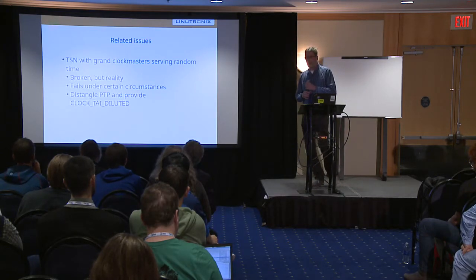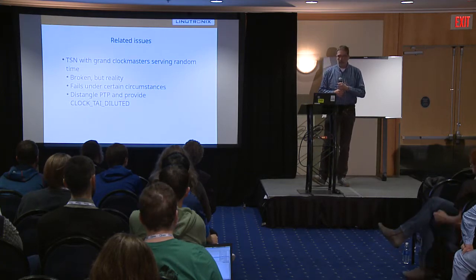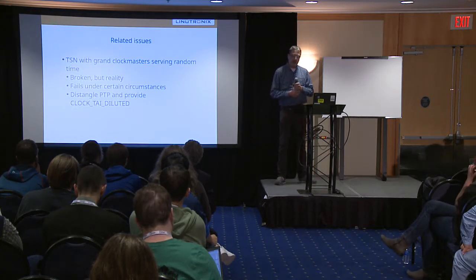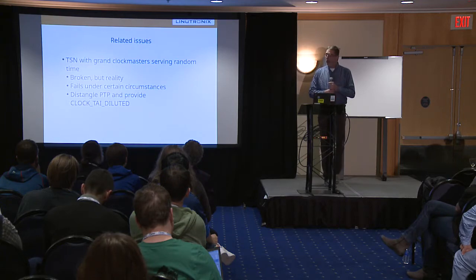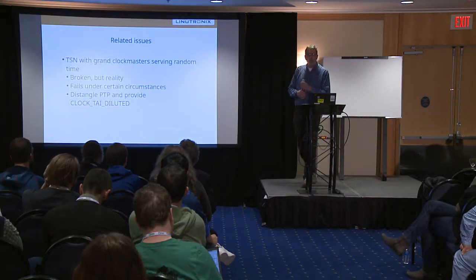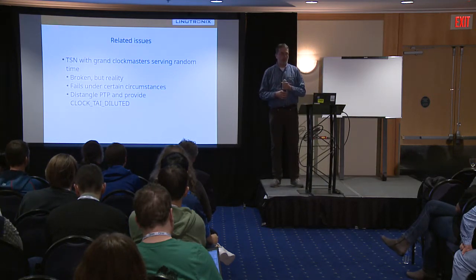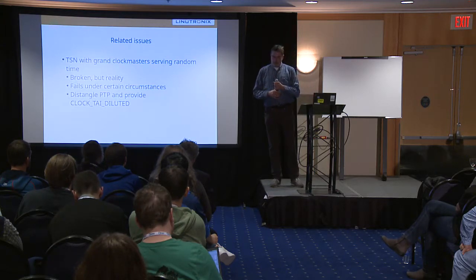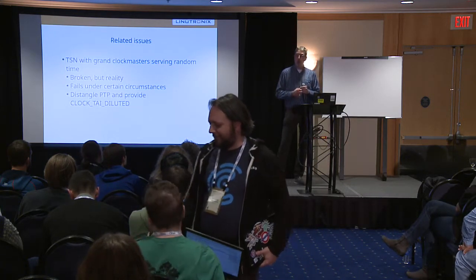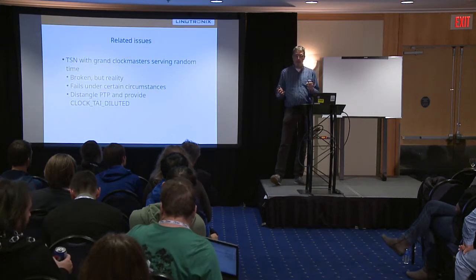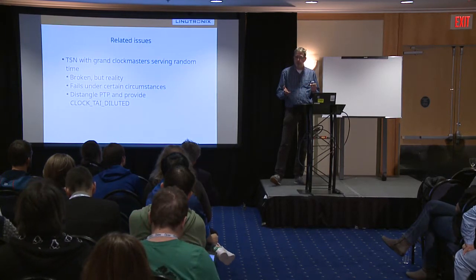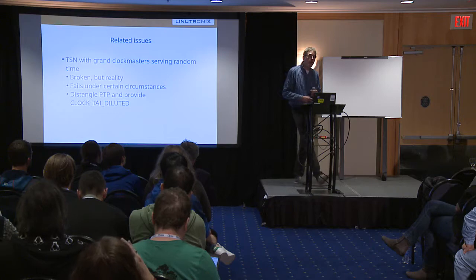TSN, great. The TSN spec says the grand clock master serves clock TAI, which is TAI, International Atomic Time, which is well defined. But then certain areas in the industry, like automotive, industrial automation and others, came up with the brilliant idea, oh, we just take a random box and say, this is the grand clock master, and it starts at the epoch. So what happens? Why can this go wrong?